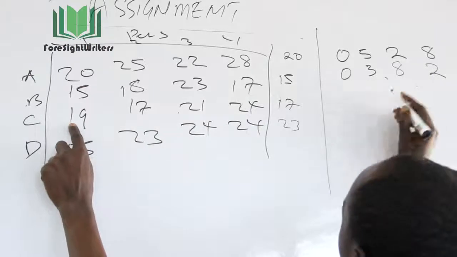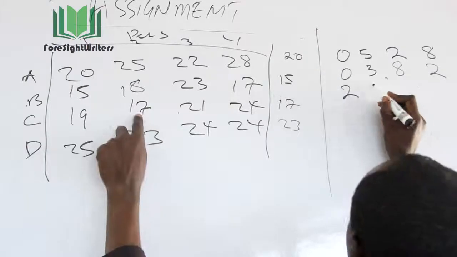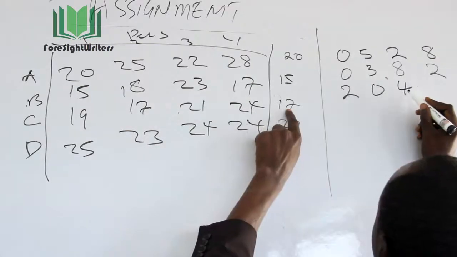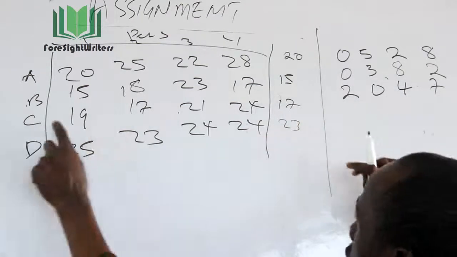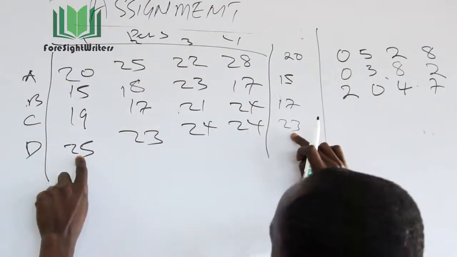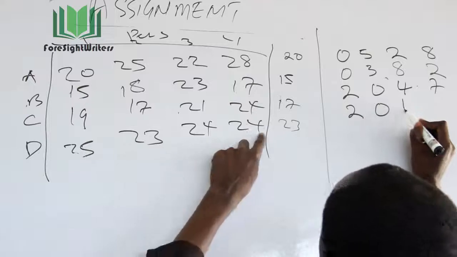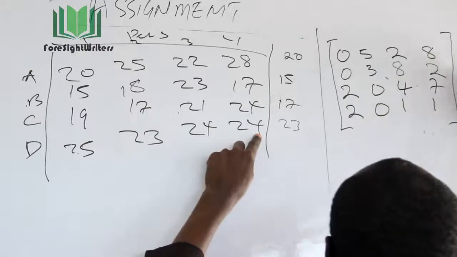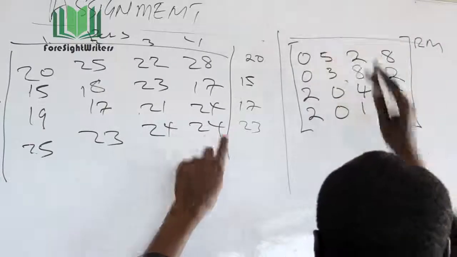We also reduce the third row. So we begin with 2, 0, 19 minus 17 is 2, this is 0, this is 3, this is 7. So we have already reduced the second and third row. So we go to the fourth row. The least is 23. So when we subtract from this, we get 2 here. We get here 0. We get here 1. And then we get here also 1. So this is the reduced matrix. These are the steps that I've done for the row minimum.